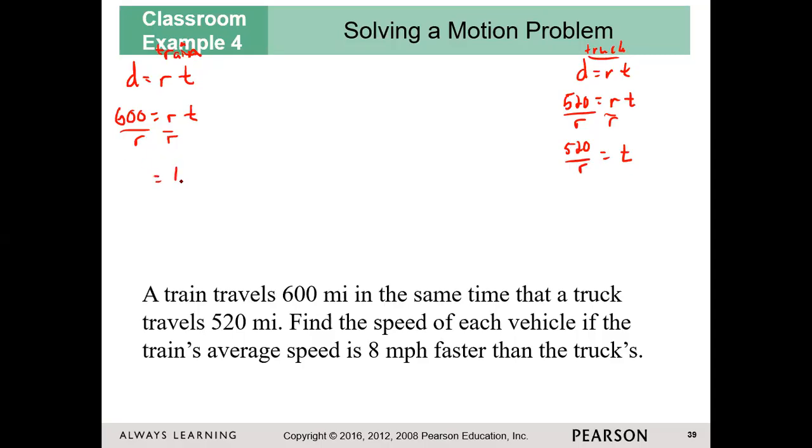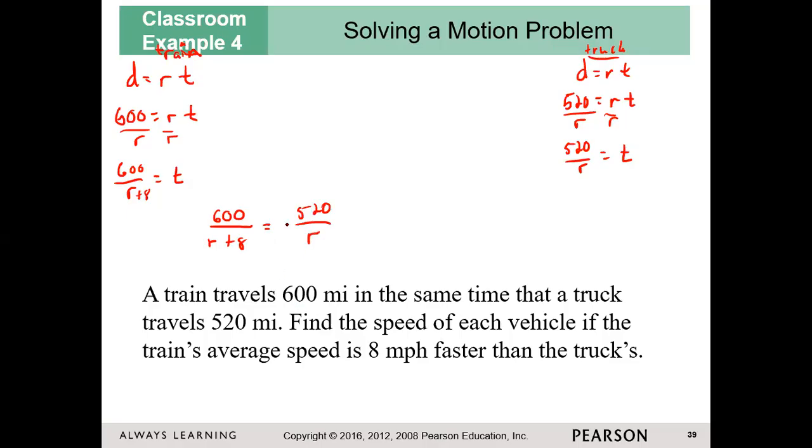And this one's going to be T is equal to 600 divided by R. And again, we've got to be able to write this speed with respect to this R. And we know that it is 8 miles per hour faster than the truck. So at this phase in the game, we can set these times to be equal to each other, because again, this time and this time are exactly the same. So you have 600 over R plus 8 is equal to 520 over R.